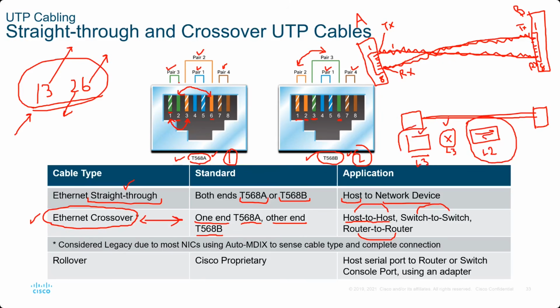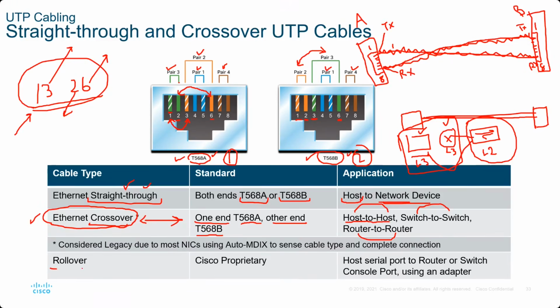So a computer and router is considered a similar device. So even if you want to connect a host to a router, that is still a similar device. You'd still need a crossover cable. But if you want to connect a host to a switch or a router to a switch, that is connecting a host to a network device. That's when you can use a straight through cable.